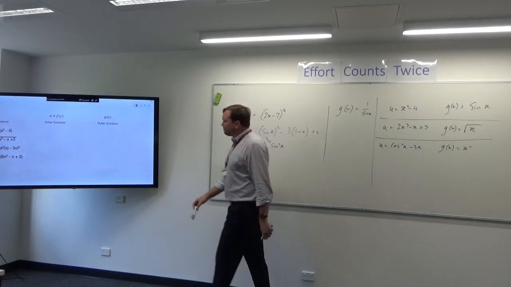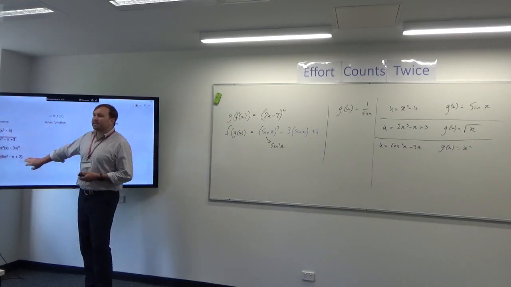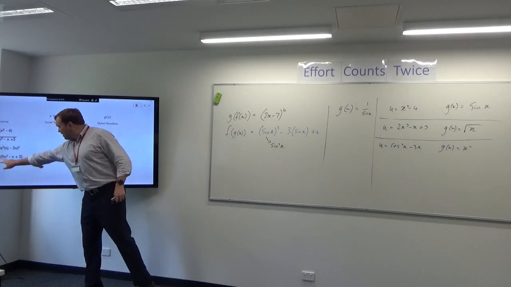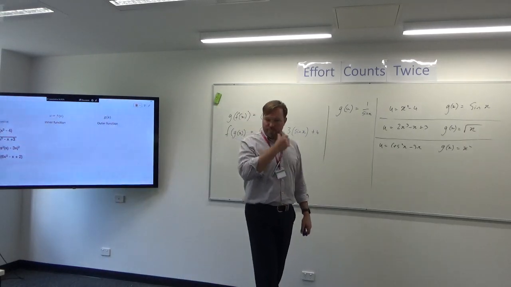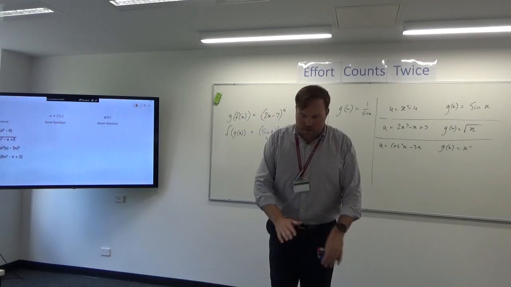And the final one, you can probably guess. 6x squared plus 2 is the inner, and then the outer is a log x. Alright.